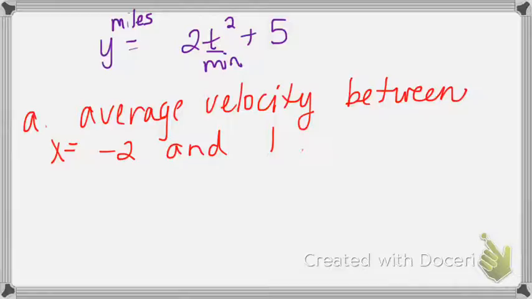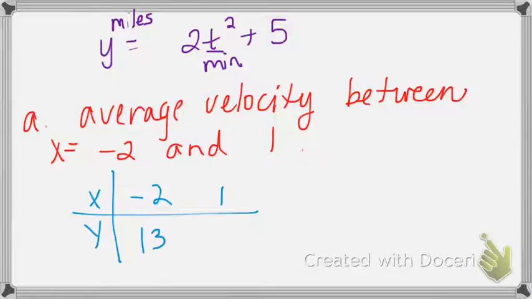So if I'm trying to find average velocity, again, we need the x and the y. I normally just make a table sometimes. So I'm going to plug in the negative 2. So it'd be 2 times negative 2 squared. So that'd be 8 plus 5 is 13. Plug in 1. So that would be 2 times 1 squared plus 5, so that would be 7.